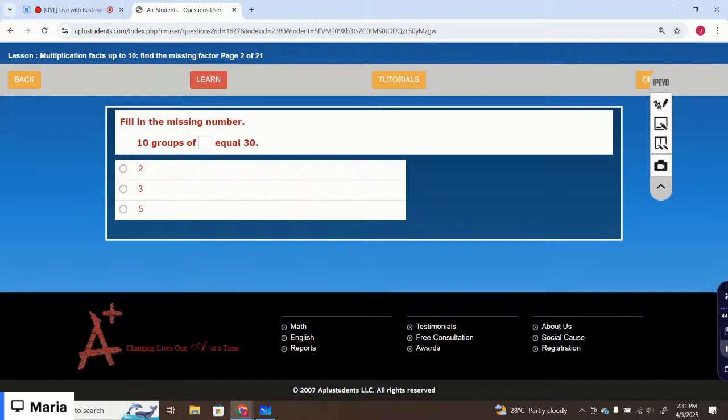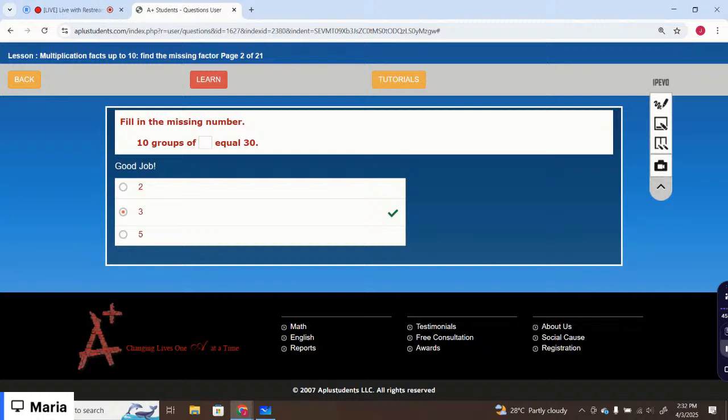10 groups of what equals 30? 10 times 3 is 30. The correct option is 3. Option number 2 is the correct option.